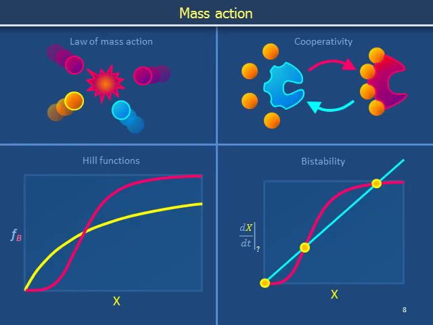We've just derived the law of mass action by considering collisions between multiple reactants. In the next video, we use the law of mass action to calculate the bound fraction of enzymes for a system displaying cooperativity. This fraction can be parametrized using Hill functions.